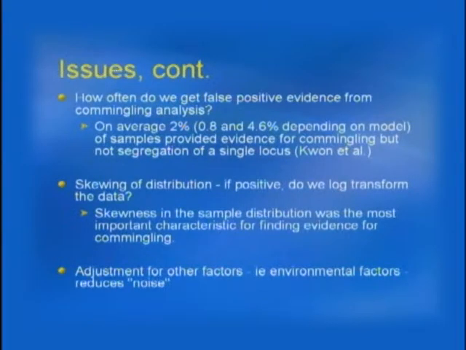Okay, so this is just a little bit more about false positive evidence from commingling. You can look at this article if you'd like. The other issue we talked about is log transformation of the data. Again, think carefully about doing this. It may make it more difficult for you to pick up these underlying commingled subdistributions if you log transform. And in the simulation studies that they did in this paper by Kwan et al., they showed that removing the skewness, in other words, log transforming the trait, had the biggest impact on power of commingling analysis.